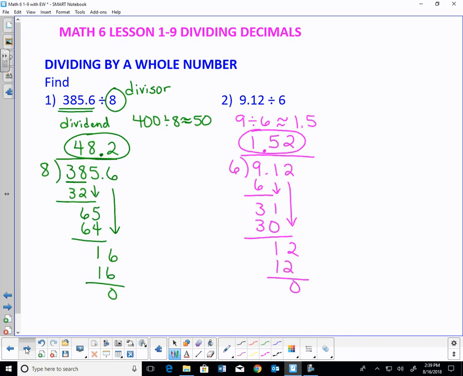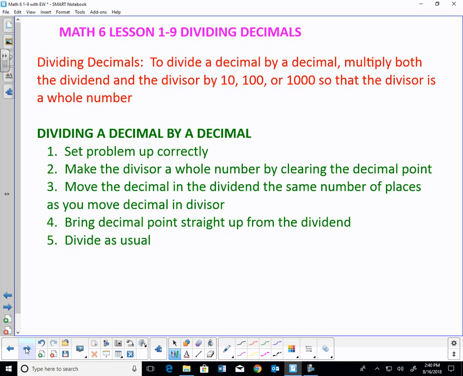Dividing a decimal by another decimal is also not difficult, but you have to remember a specific rule. To divide a decimal by a decimal, you must multiply both the dividend and the divisor by a power of 10, either 10, 100, 1,000, 10,000, etc. You have to get your divisor to be a whole number. The number doing the dividing must be a whole number.